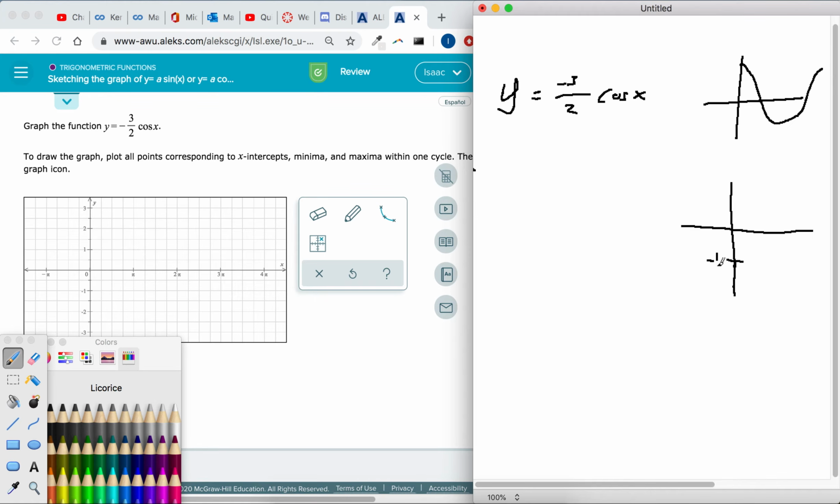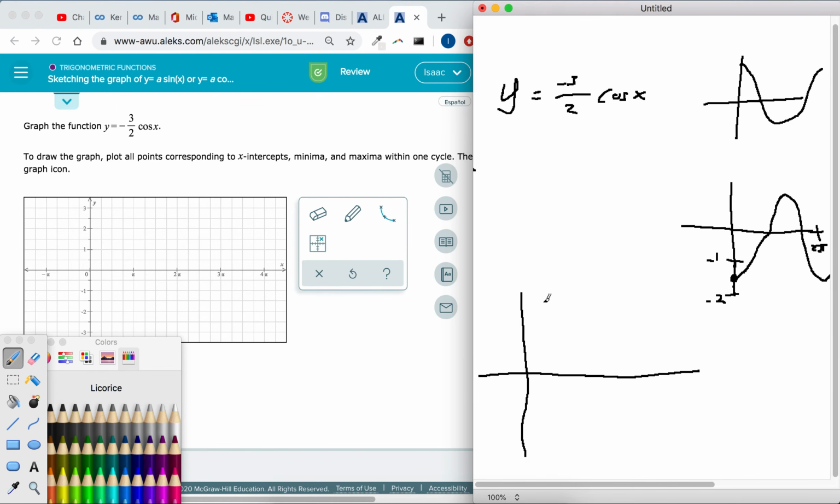So here, if this is -1 and this is -2, then it's going to start here at -1.5. And then it's going to do the normal cosine wave. Goes up, down, and then we've reached 2 pi. We've started repeating ourselves again. Okay, here, let me draw that a little better, though, because we need a better idea of the graph to estimate those points.